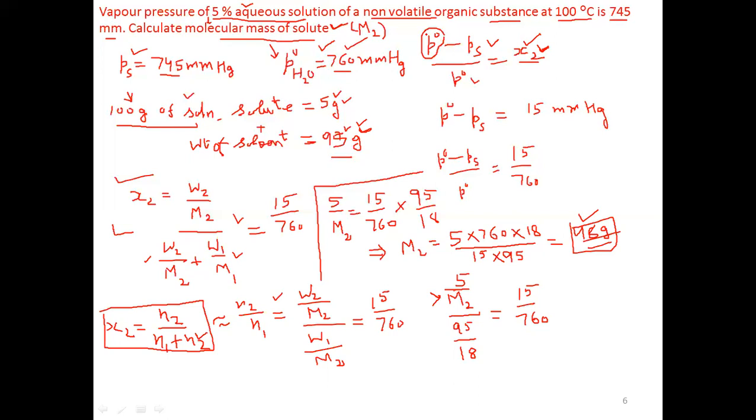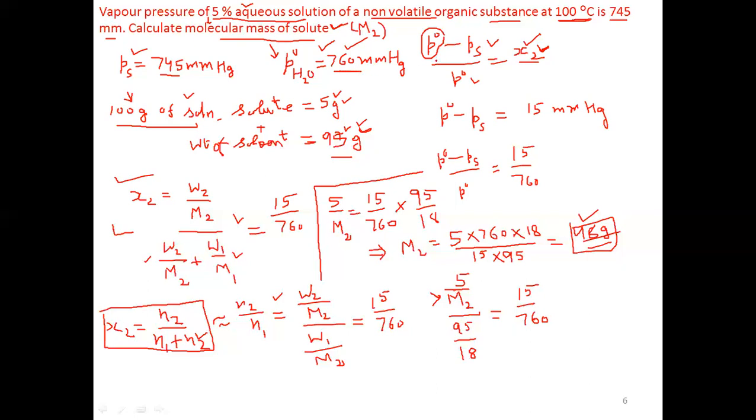P naught is the vapor pressure of pure solvent. Now we have to apply our trick or mind here: the temperature given is 100 degrees Celsius, and at this temperature water boils, or we can say this is the boiling point of water. So at this temperature the vapor pressure of water is equal to atmospheric pressure, which is 760 mm Hg. So P naught is 760 mm Hg.